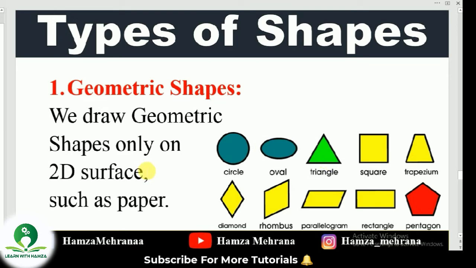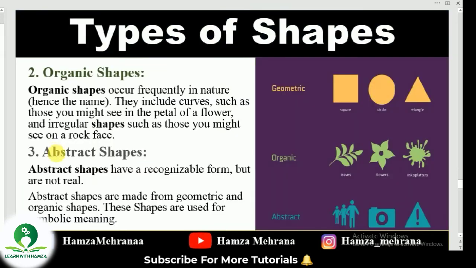While if we talk about organic shapes, as the name suggests, organic means nature. So these are the shapes that occur in nature. For example, you can see the petal of a flower, or irregular shapes on the rocks. So these types of shapes are organic shapes. For example, leaves, flowers, ink splatters, these all are organic shapes.